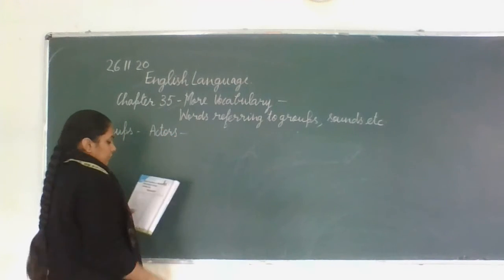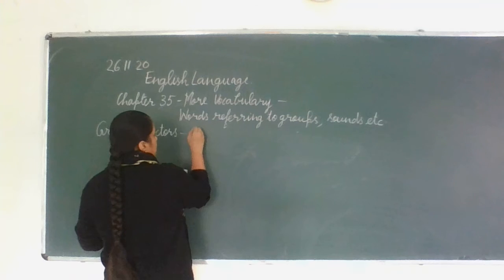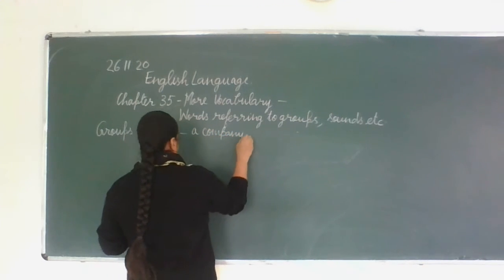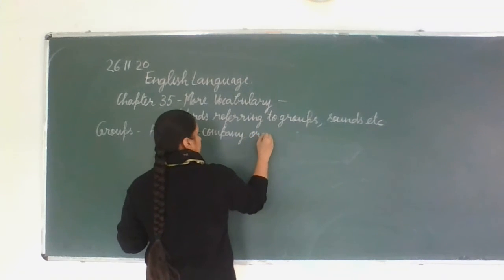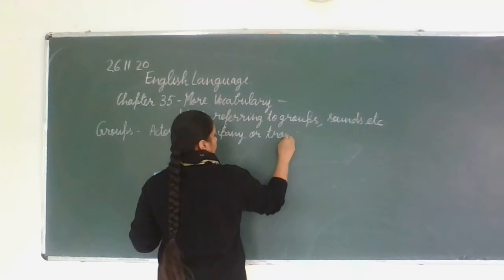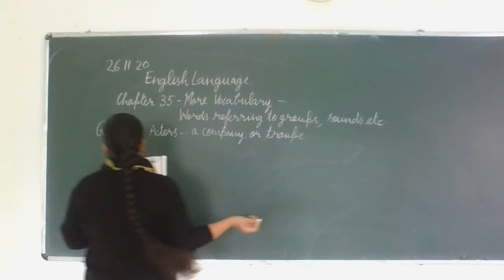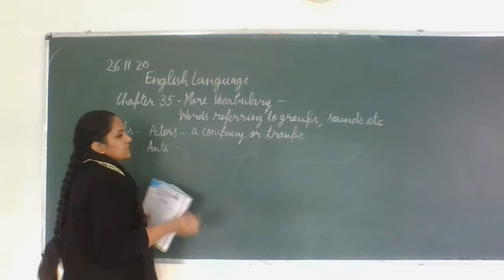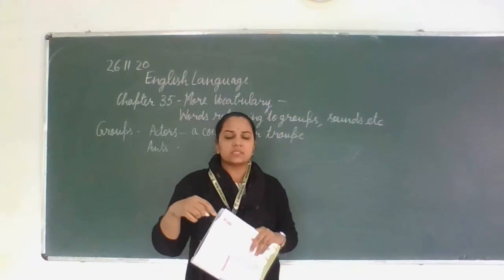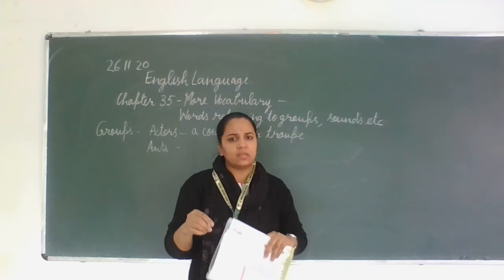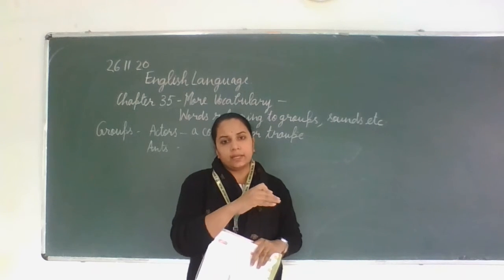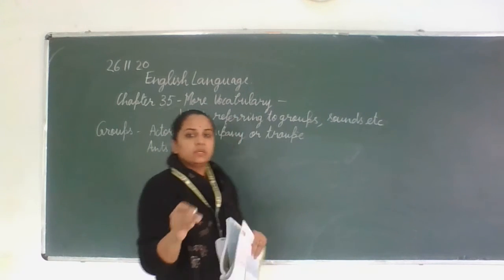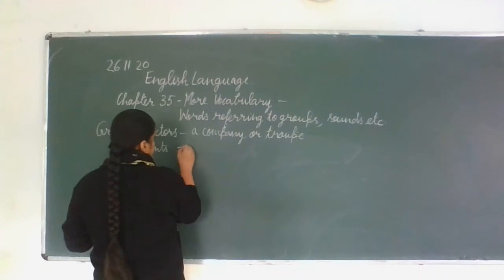Actors means a group of actors. What do we call it? A company or troupe. And you must have seen a number of ants moving, carrying something or moving in a straight line. There we do not call it a group. There we call it a swarm.